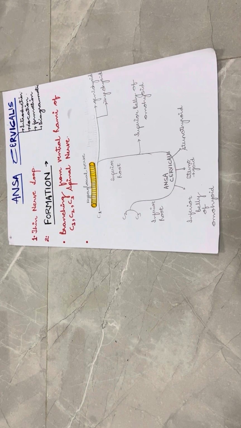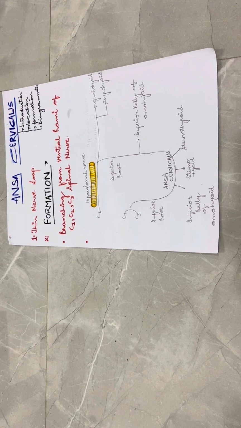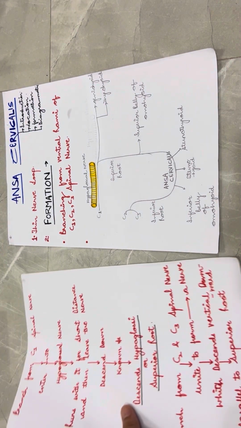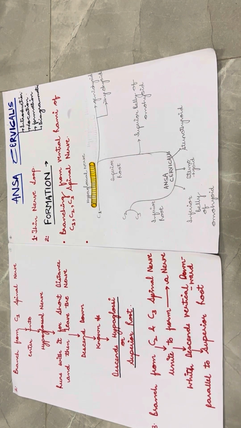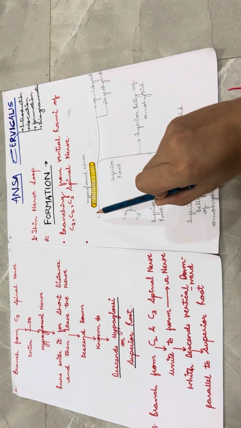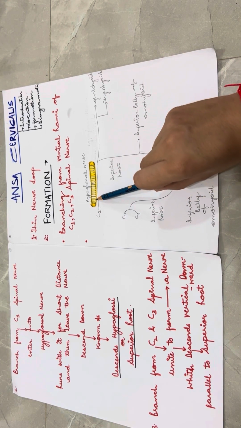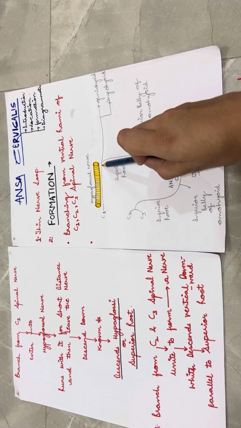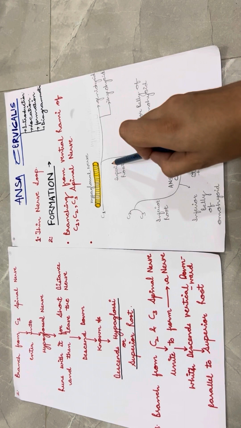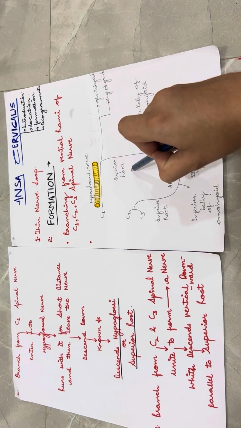So it is formed basically by branching from the ventral rami of the C1, C2, C3 spinal nerves. The branch from the C1 spinal nerve enters into the hypoglossal nerve and runs with it for a short distance and then descends downward, which is known as the superior root, also known as the descendens hypoglossi.